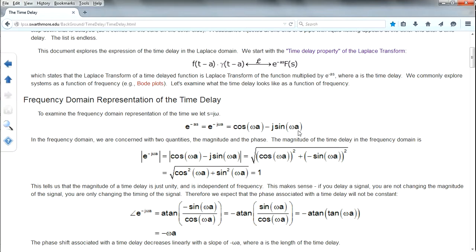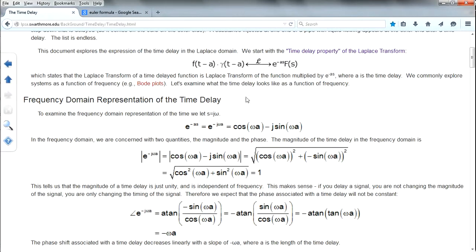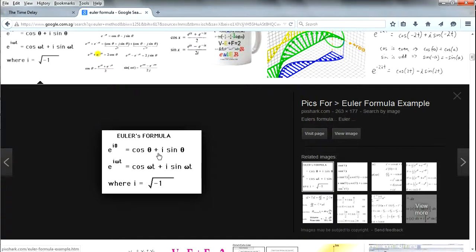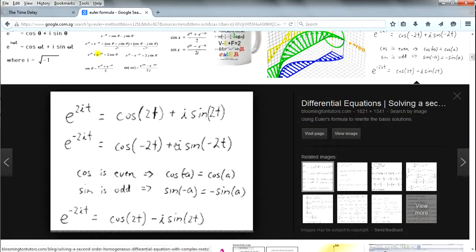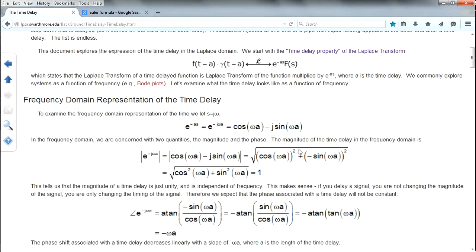And this is actually simply Euler's formula, lah, okay. So e to the j omega t equals cosine omega t plus j sine omega t. So in this case it is minus, so it's cosine omega a minus j sine omega a. It's just the manipulation, that's all. Nonetheless, I think you know what I mean. So this is just simply Euler's formula.